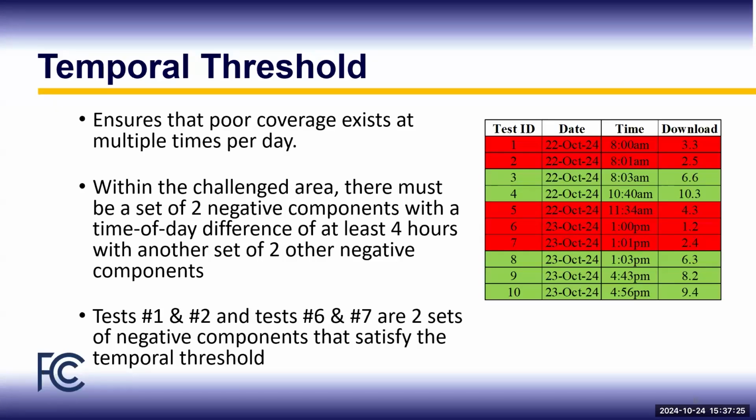Suppose a challenger first conducts 10 tests over 2 days to challenge 4G LTE coverage, which has a download speed threshold of 5 megabits per second, as shown in the chart on the right. The first set of test components, number 1 and number 2, and the second set of test components, number 6 and 7, are separated by 4 hours and 59 minutes from 8:01 a.m. to 1 p.m., regardless of the date of the test.